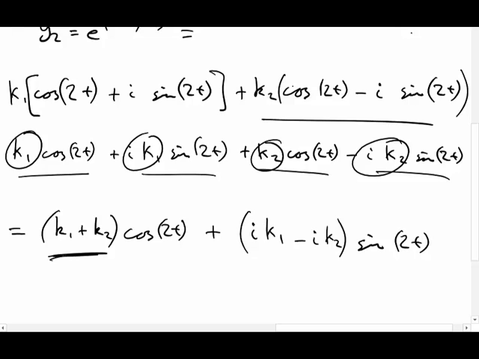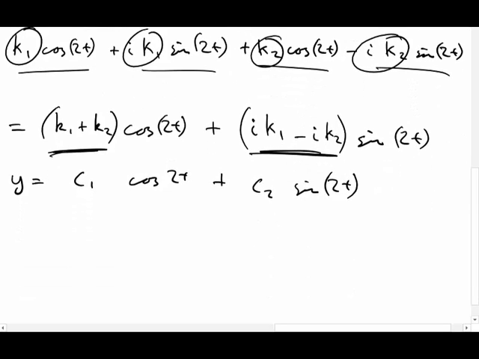Now this is just going to be some constant. It's some constant plus another constant, so I'm just going to call that c1 cos 2t, so therefore y is equal to c1 cos 2t, and this again is just going to be another constant. Albeit it's going to be imaginary, but it's still some constant, so I'm just going to call it c2. So c2 sine 2t. So this is basically my solution to my homogeneous equation, so it's my complementary solution.